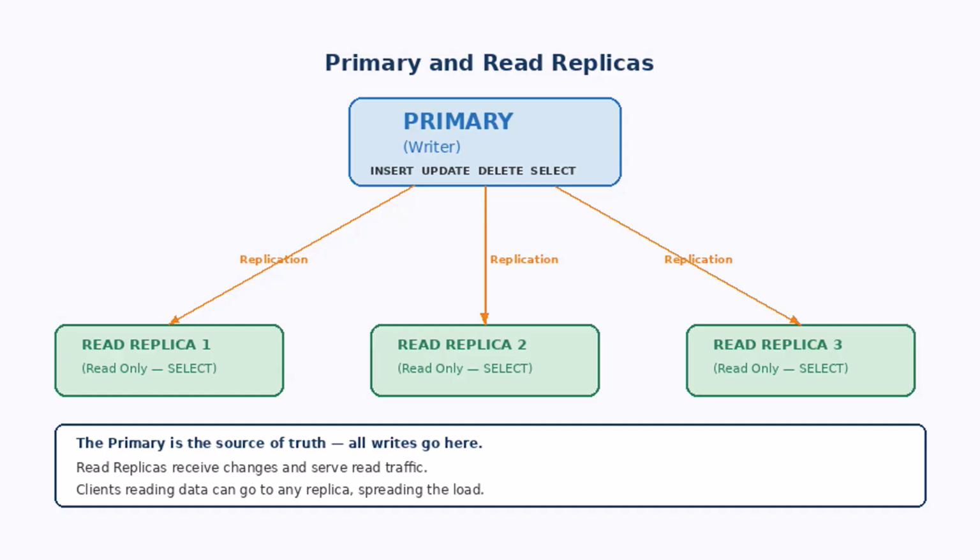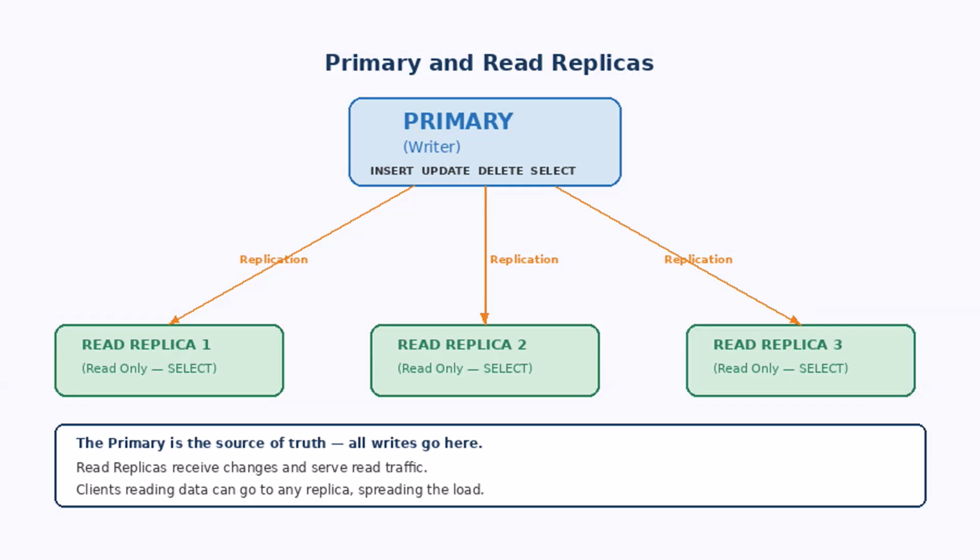When we say replicate, we mean running multiple copies of the database. The primary, also called the master or writer, is the one instance that accepts all write operations, inserts, updates, deletes. It's the source of truth.